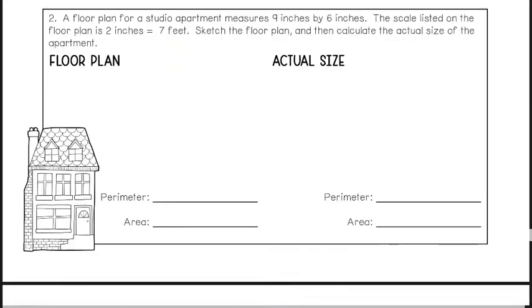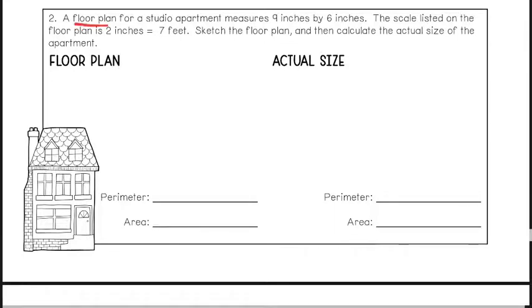Alright, so with that information, now we have a second problem. This floor plan is for a studio apartment and it measures 9 by 6 inches. The scale is listed on the floor plan as 2 inches equaling 7 feet. So for every 2 inches on the plan, that means it's 7 feet long in real life. So we need to sketch a plan and then calculate the actual size of the apartment.